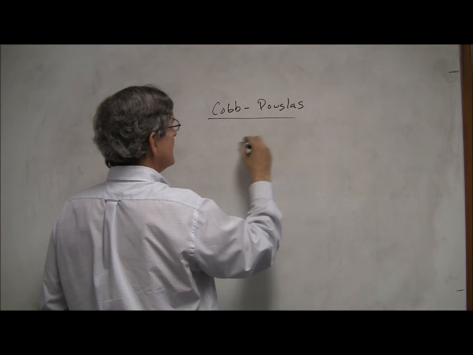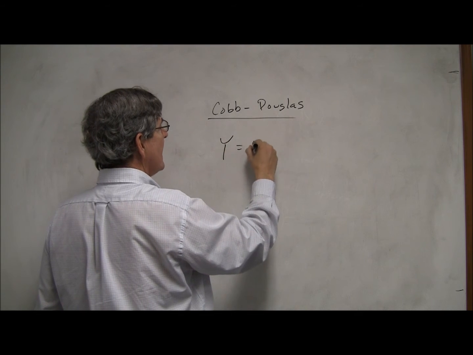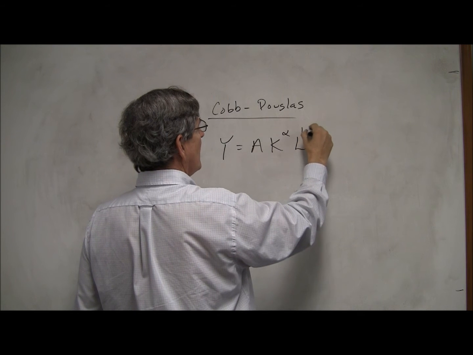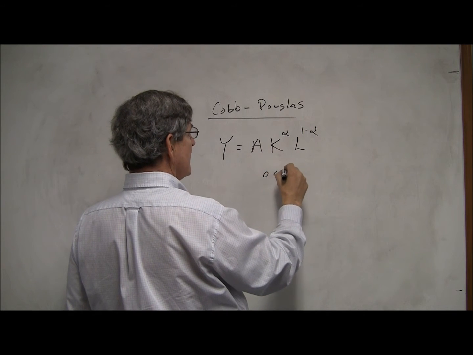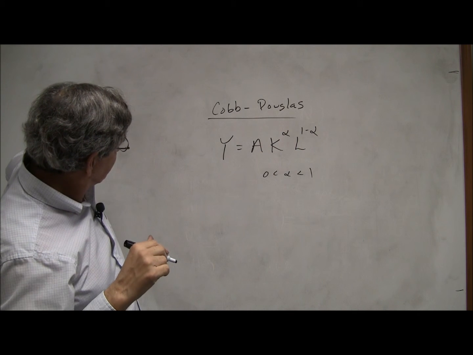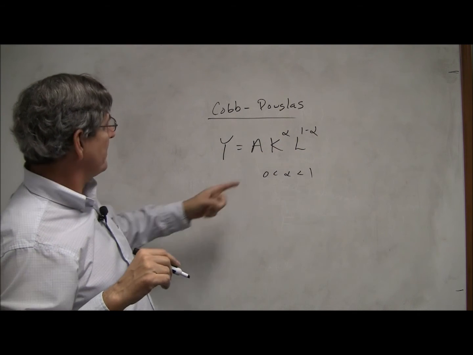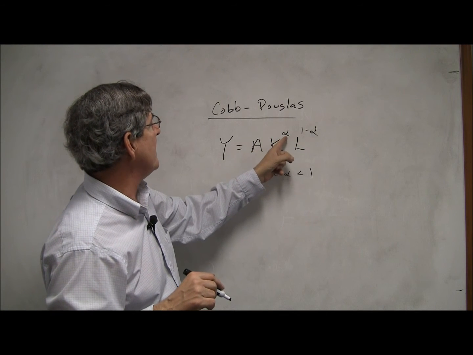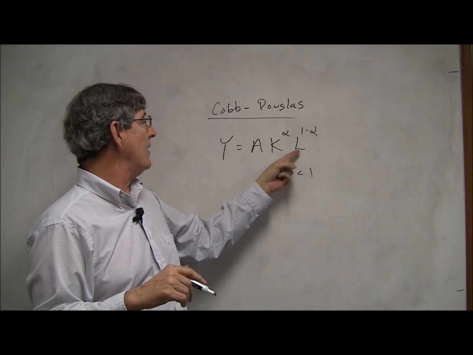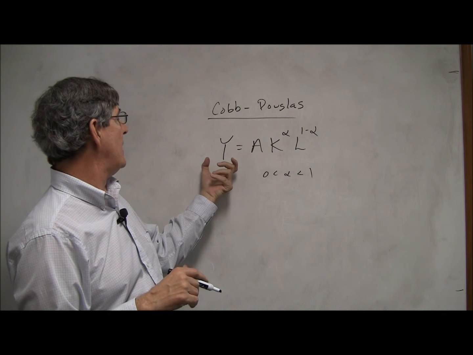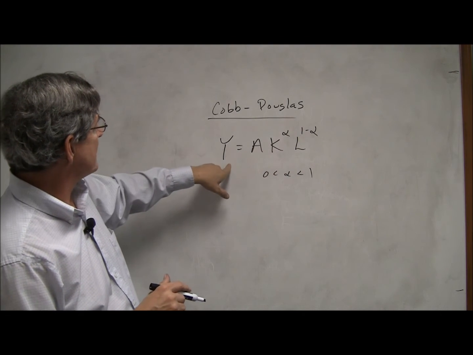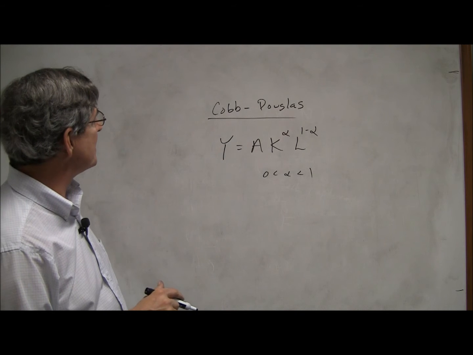So we can say Y equals A K to the alpha, L to the 1 minus alpha, where 0 is less than alpha is less than 1. So these are just coefficients. Alpha might be a half. A is some number. So we could feed it K and L, and it gives us back an aggregate output. So this is going to capture, here's our aggregate inputs, and here's our aggregate output. So this is a production function.